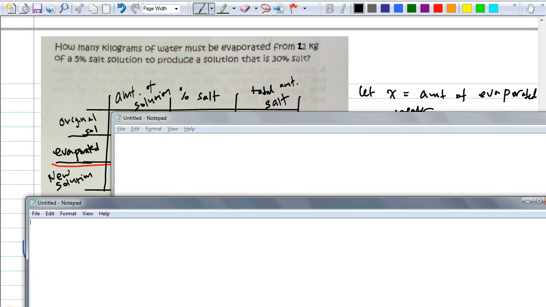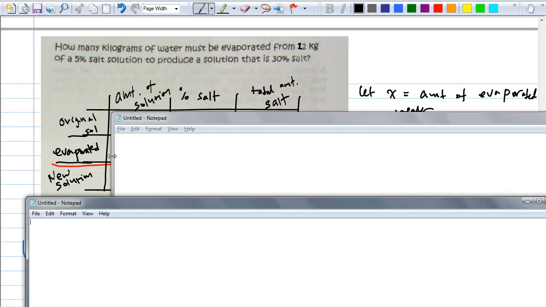Who thinks they know what the original amount of solution was? Now my question was, what goes into this box? Amount of original solution. 12. That's right. We had 12 before. Very good. What about evaporated? How much do we want to get rid of? Yes, Chansu? X. What's the new solution?